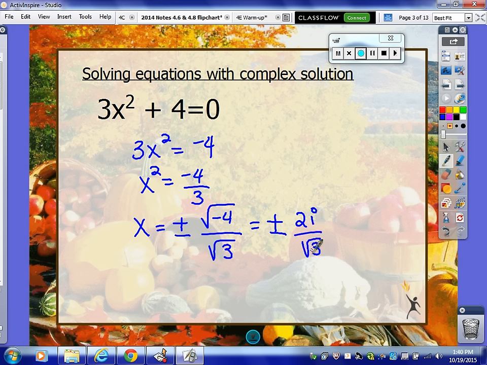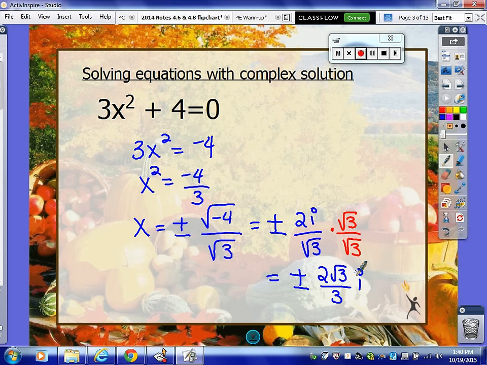And we shouldn't leave a square root in the denominator, so we're going to rationalize. So we're going to multiply by the square root of 3 over the square root of 3. So our final answer is plus or minus 2 square root of 3 over 3 i. So we're going to write it in standard form. Like I said, what we're dealing with today is equations with complex solutions.